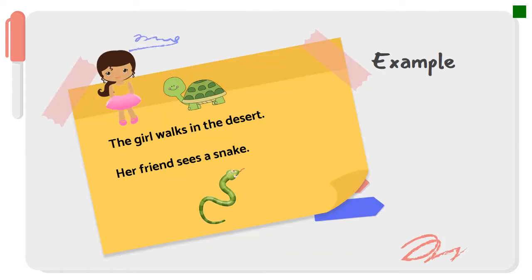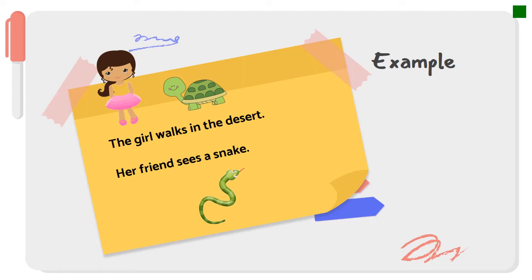Let's read these sentences together and try to find the nouns. The girl walks in the desert. First, you have to look for nouns in each sentence. Let's start with the first sentence. The girl walks in the desert. In the first sentence, the word girl names a person. So girl is a noun.